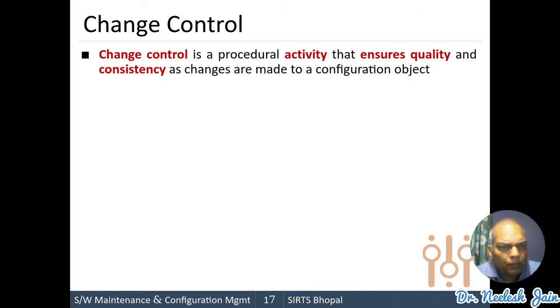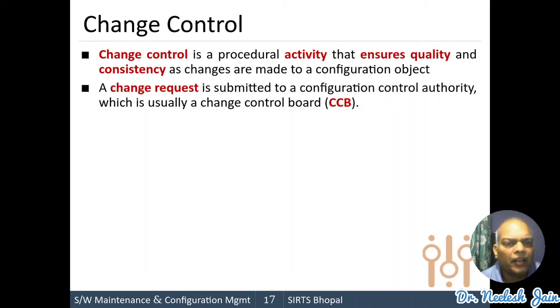Change control is a procedural activity that ensures quality and consistency as changes are made to the configuration object. It means you are doing some changes in the software. When you are doing some changes in the software, some activities are going on. When activities are going on, we have to ensure the quality and the consistency.